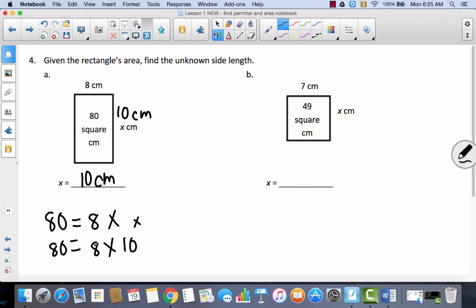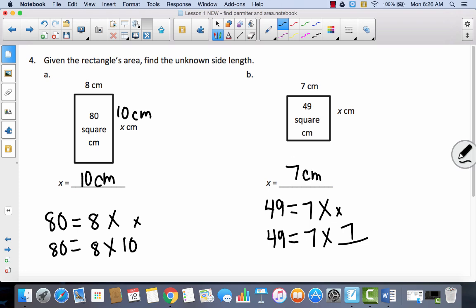See if you can do B all by yourself. Okay, so for B, you can see that I know the area. So I know that 49 is equal to 7 times whatever x is. So I have to figure out what times 7 is going to equal 49. Well, I know that 7 times 7 is equal to 49, so x must be equal to 7 centimeters.